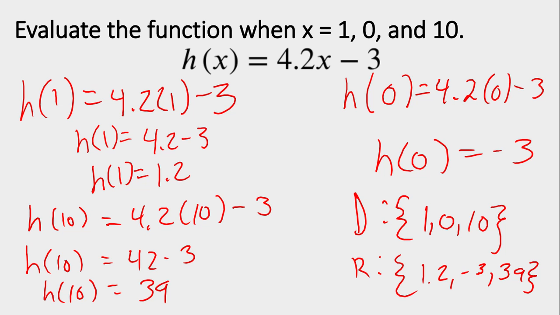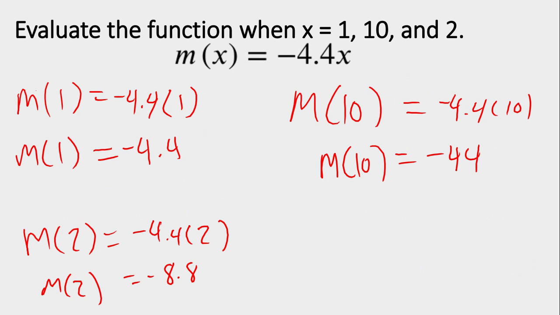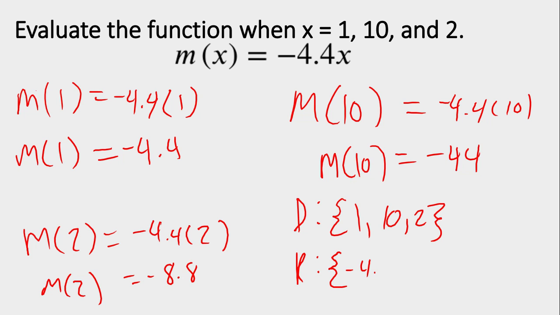And you may be thinking, Mr. Korth, you didn't do that on the other slides. You're right, I didn't. I forgot. So your domain here should be 1, 10, and 2. Your range here should be negative 4.4, negative 8.8, and negative 44.